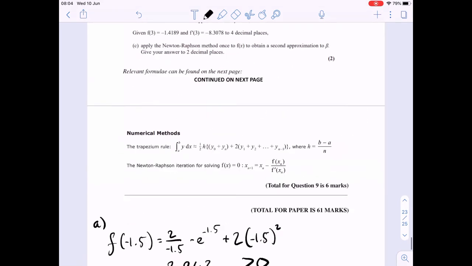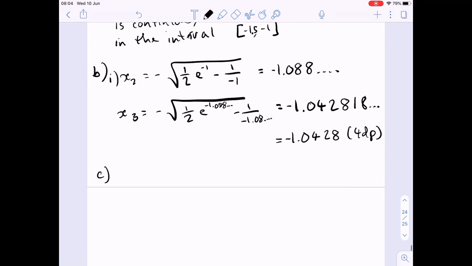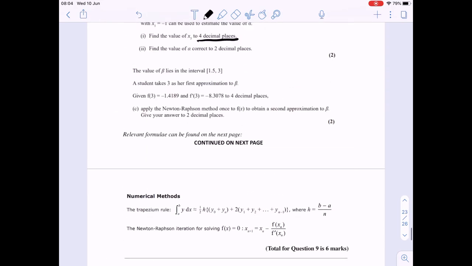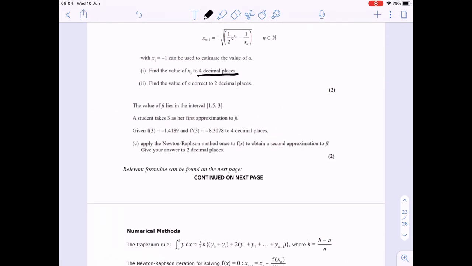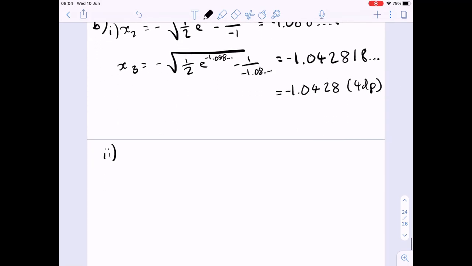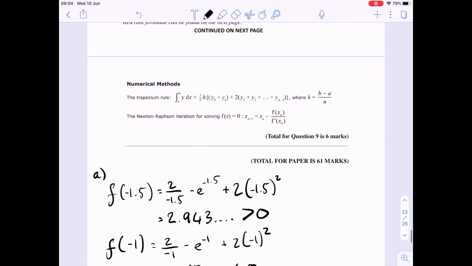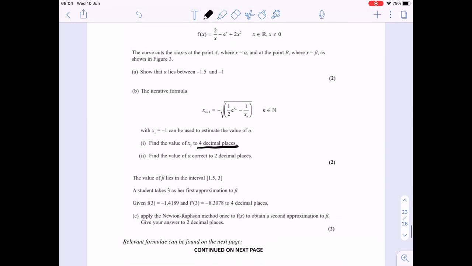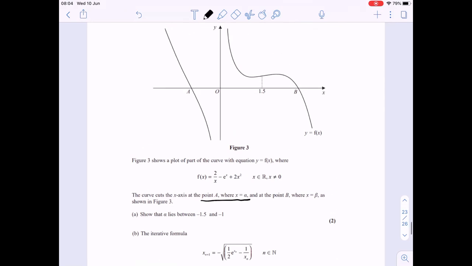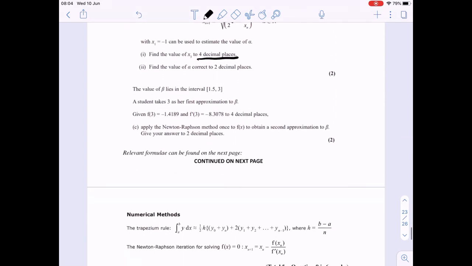Okay, C. And, oh wait, no, I haven't done part two there. That's part I. Need to do part II. Okay, find the value of alpha corrected to 2 decimal places. Well, what I'm going to do, I'm just going to carry on. Well, let's just make sure. So alpha relates to the point A where x equals alpha. So that is the negative root. There is a positive root, okay, but alpha does relate to the negative root.